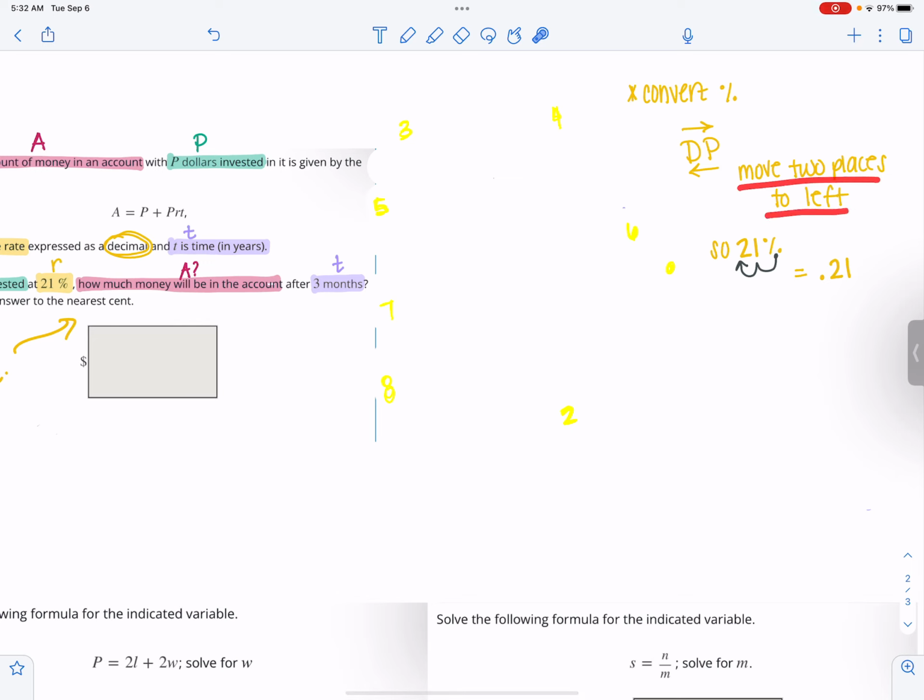And so I'm going to move 2 places to the left. Well, if I don't see a decimal point, I just put it at the back, move it 2 places to the left, and then that's going to give me a decimal version of 0.21.